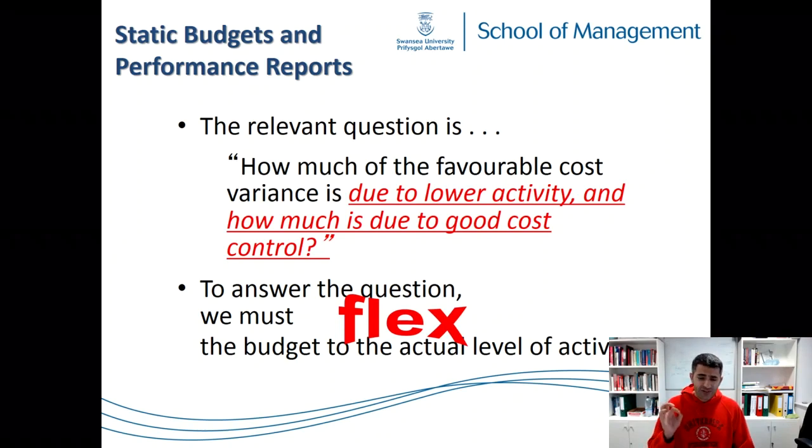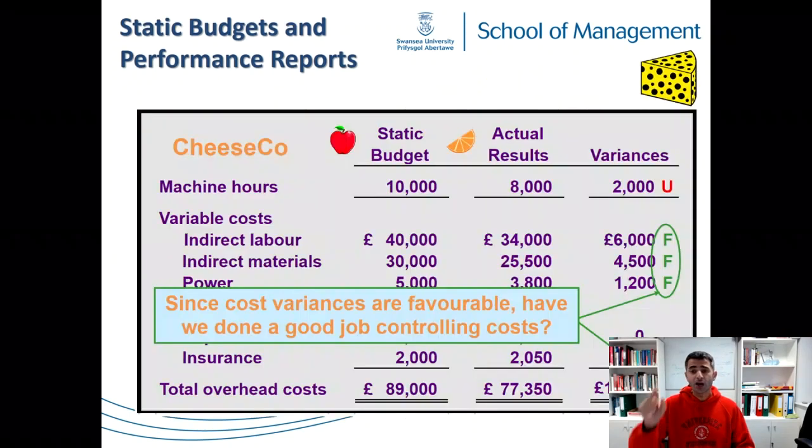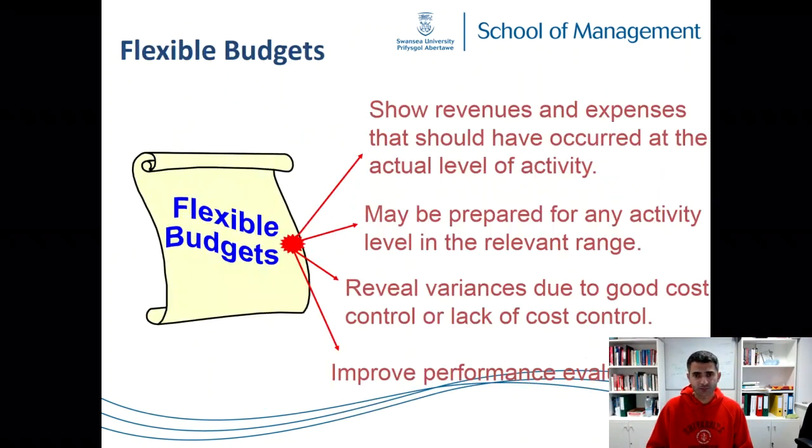When we say flex the budget, I want the actual level of activity to equal the budgeted level, so 8,000 must equal 8,000. So the variance in the level of activities must equal 0. We shouldn't have variances there, right? So let's have a look here.